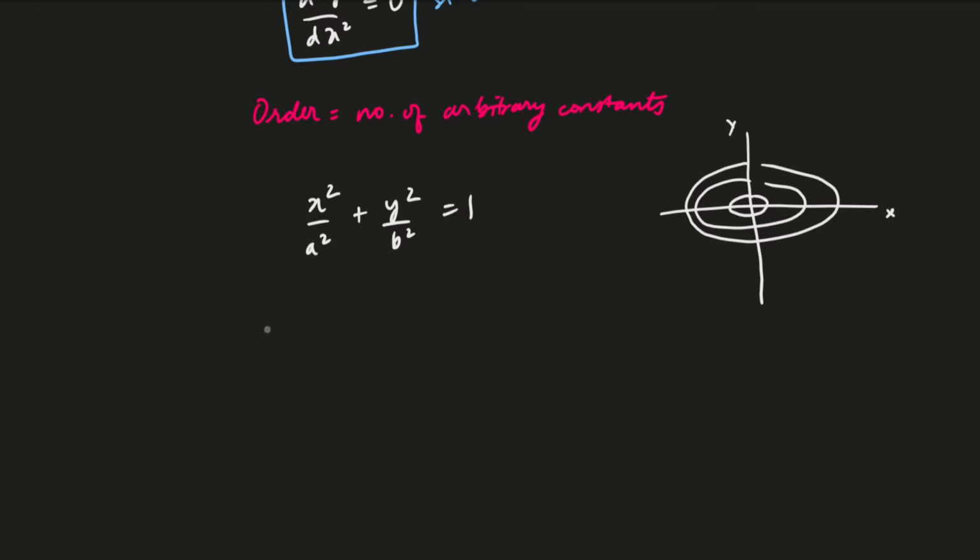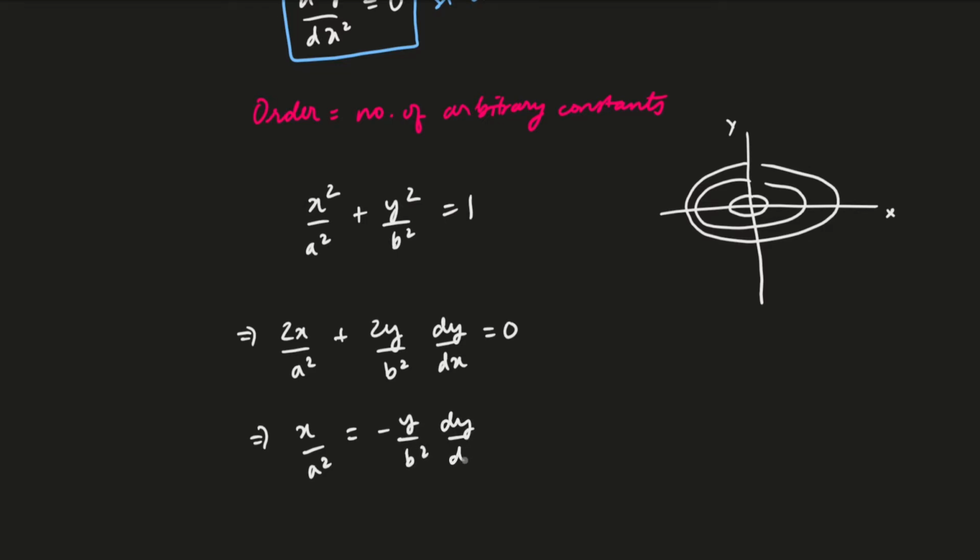So in order to find the differential equation, we do the usual: we differentiate it once first, so that we have 2x over a squared plus 2y over b squared dy over dx is equal to 0. Now we would like to rearrange this a bit so that we have an easier second derivative. So x over a squared is equal to minus y over b squared dy over dx.